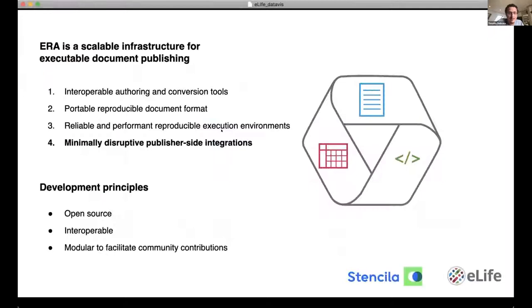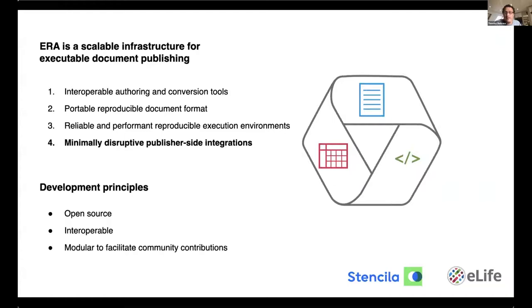So we think this is scalable, and we think that other people will be able to use it. The team have tried to make sure that it operates well with lots of authoring and conversion tools. It's reliable, and it's minimally disruptive from the publisher side. What that means is other journals will be able to just take it because it starts the process after they've accepted your paper. They do whatever they do, and then the ERA process starts. So we hope it'll be really easy for other journals to borrow this. It's open source and modular, so we hope it'll be easy for people to contribute to it, give it new functionality, et cetera. As I say, this has all been developed together with Stencilla.